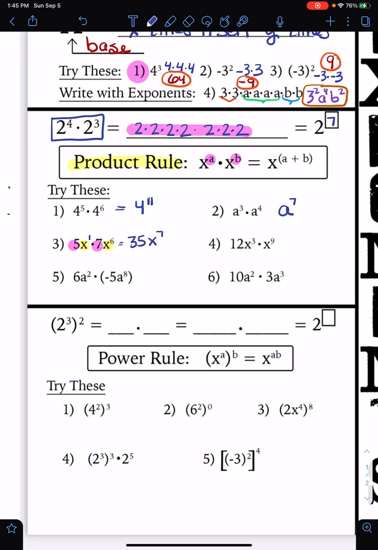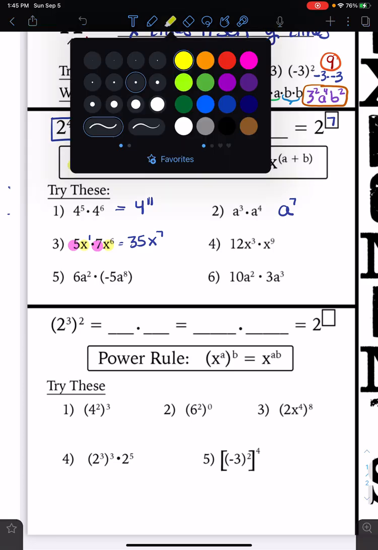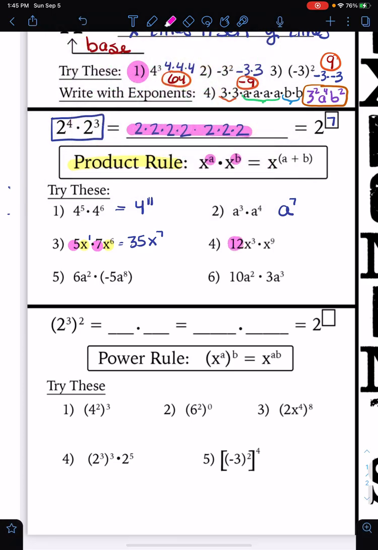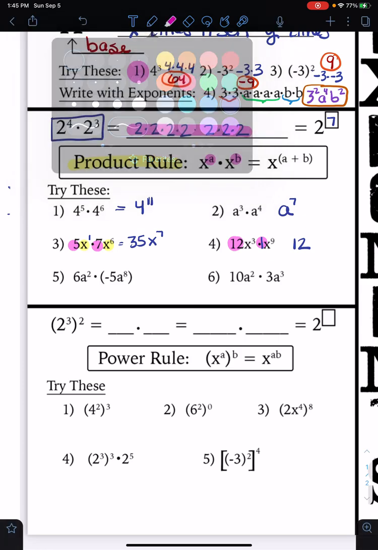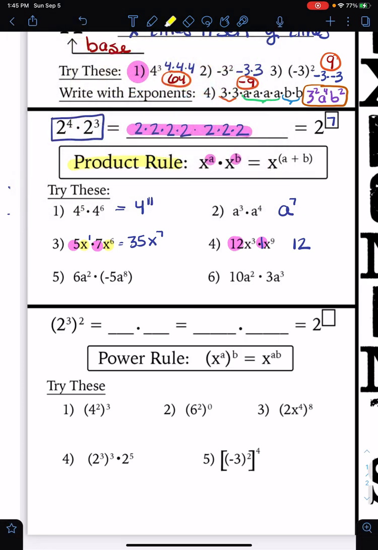If you look at the next example, we have coefficients that we can multiply. We have a 12, and then we don't actually have a coefficient on this one, but when there's not one written, it's really a 1. So 12 times 1 is going to give me 12. And then we're going to multiply the variables together. The variables are x to the third and x to the ninth. To multiply those, we keep the base and we add the exponents together.